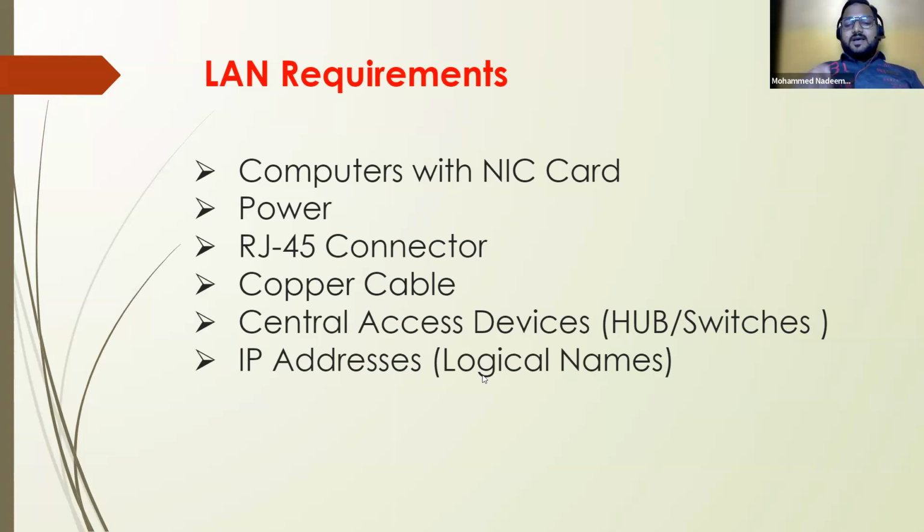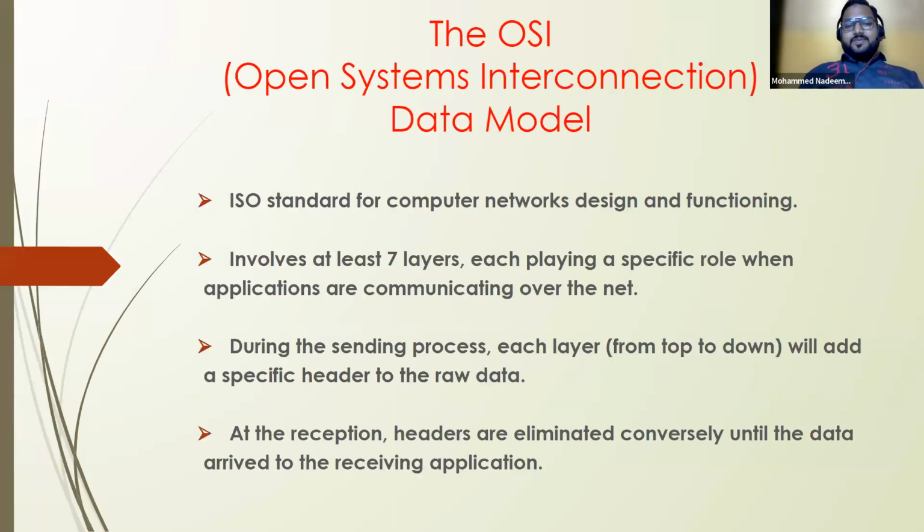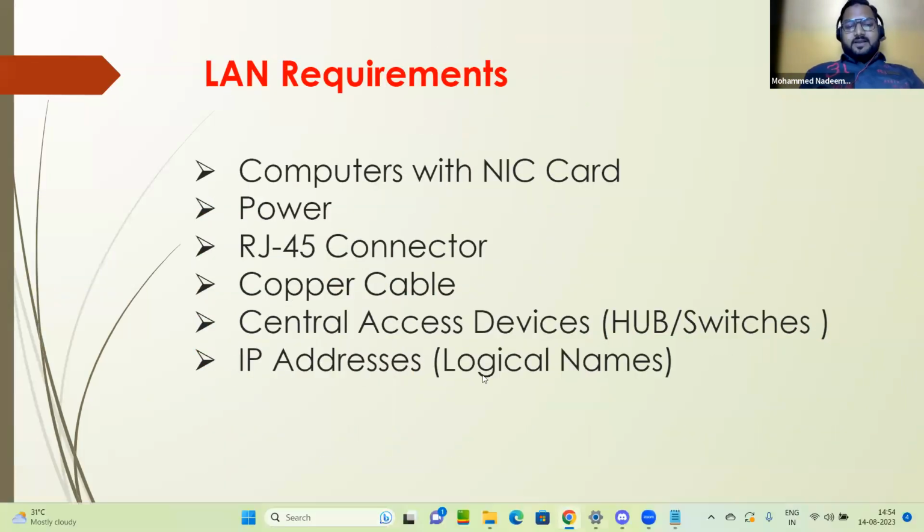The IP address is a logical name provided by you, and the MAC address is a physical address provided by the manufacturing company. In the last class we discussed that every PC in networking runs with two addresses: one is the MAC address, which is physical, and the other is the IP address, which is logical. So keeping this information in mind, let's build a LAN.